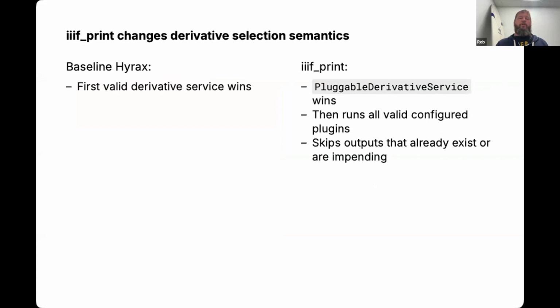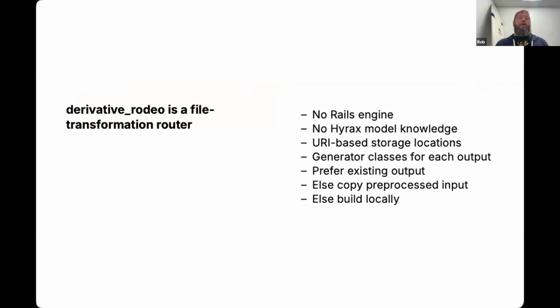It adds three coordination tables to be able to keep track of its work. It's not super critical to our discussion today, but it does change the derivative selection mechanics. So instead of it just being the first one, it has this pluggable service. Okay, so underneath IIIF print is the derivative rodeo.